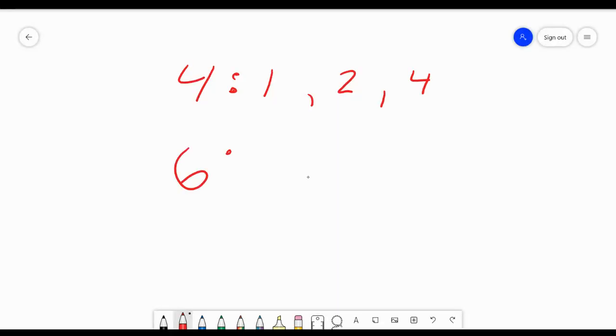Same with a number like 6. The factors are 1 and 6, because 1 times 6, and also 2 and 3, because 2 times 3. So factors, as you can see, are always going to be numbers that are equal to or smaller than the original number that you're dealing with. They are the numbers that you multiply together to get another number.